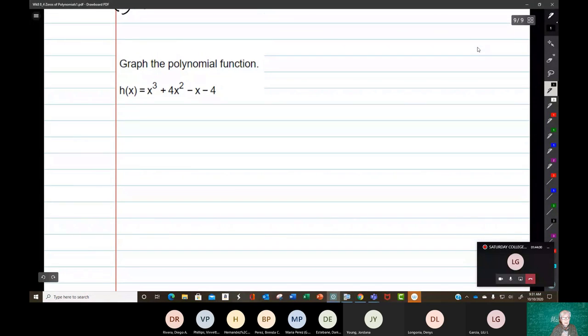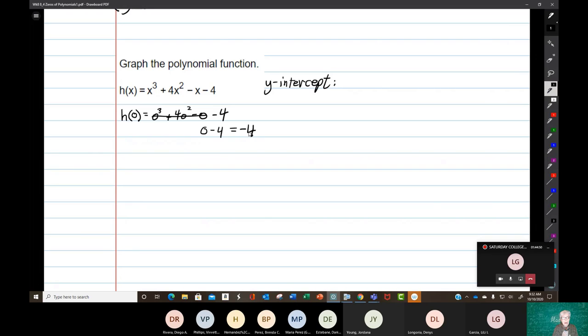Okay, now, one more. Graph the polynomial. Well, we need information. For instance, the absolute easiest point to find at any time or place is h of 0, because that gives you this. So what have you got? With all this, just think of it as being 0. 0 minus 4 is negative 4. Your y-intercept is negative 4 on the y-axis, or the point 0, negative 4.